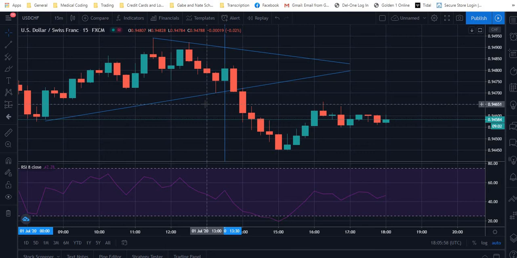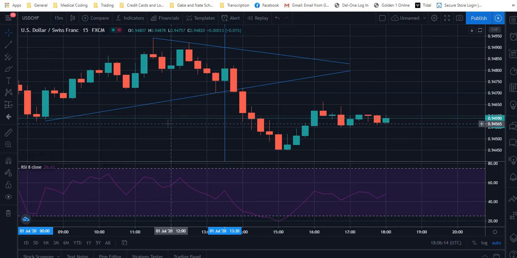direction. All right? And if you want to learn more about pair correlation and things like that, I went to MyFXBook. Check out market correlation and look up these two pairs. You'll see that they're positively correlated, particularly on the 15-minute chart. So with that being said, that's why I took these two trades.